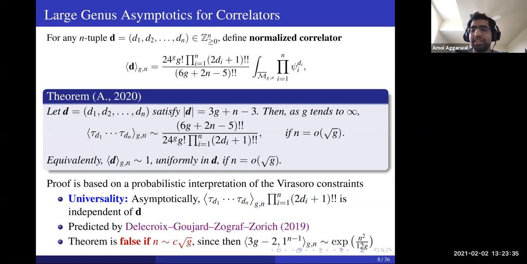Okay, so you might view this as cheating in a certain sense. I just took the asymptotic dependence and I sort of removed it by hand by multiplying by the product of (2d_i + 1) double factorials. But this is actually not an uncommon normalization in this context. So it's reasonably natural. So the first is this universality statement.